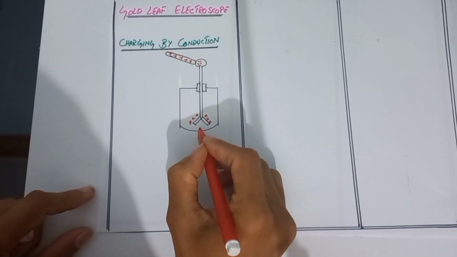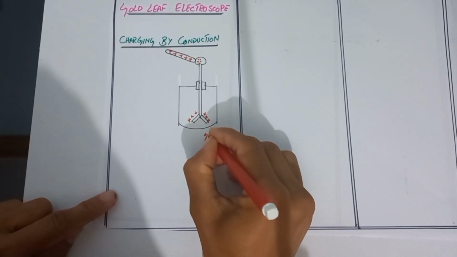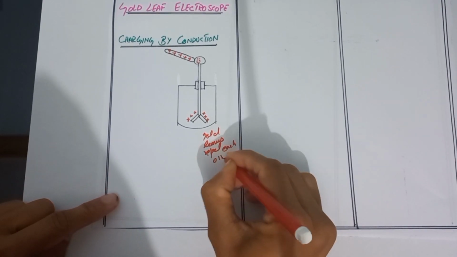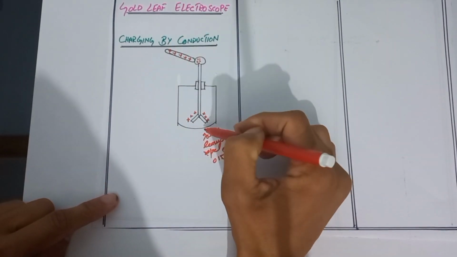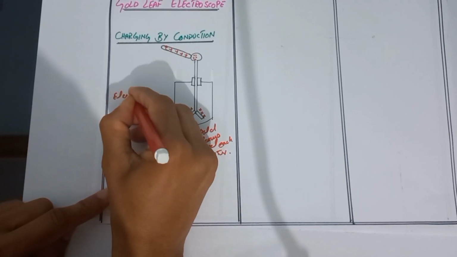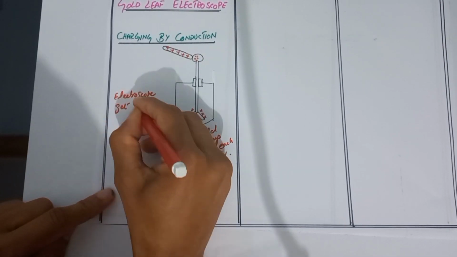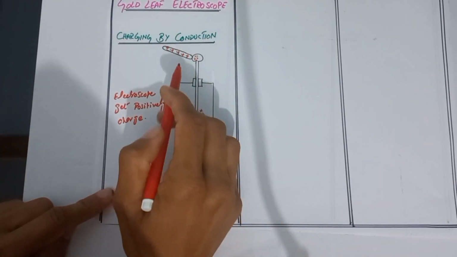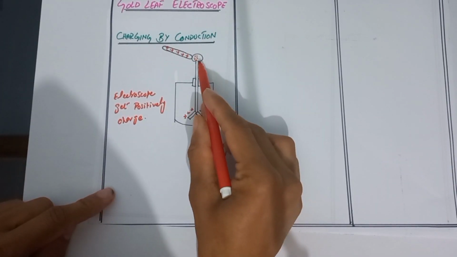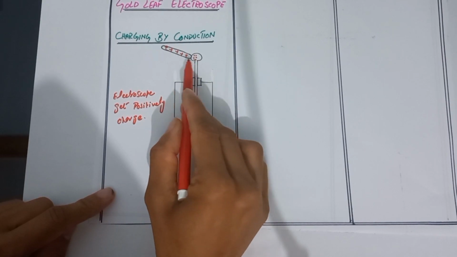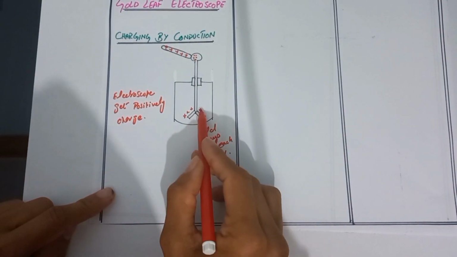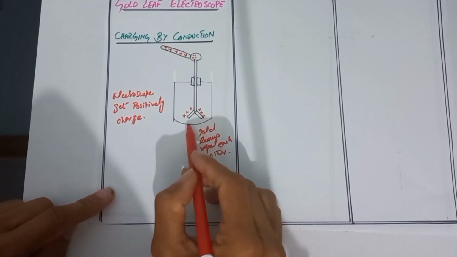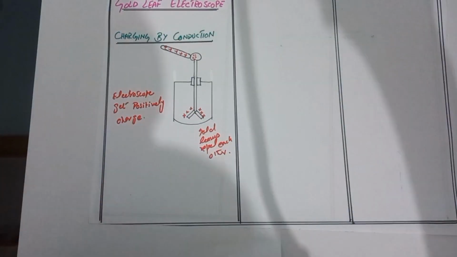Since both the positively charged gold leaves repel each other, they move apart. Thus, the electroscope gets positively charged. How does the electroscope get positively charged? A positively charged glass rod is brought in contact with the metal ball on the top. Thus, the free electrons of the electroscope get attracted toward the positively charged rod. Thus, the electroscope acquires a positive charge which spreads over the entire electroscope. Since both the positively charged gold leaves repel each other and move apart, the electroscope gets positively charged.